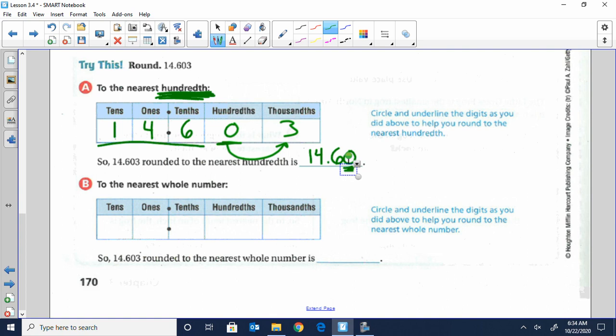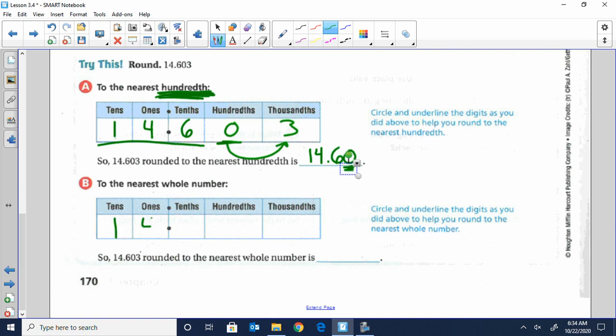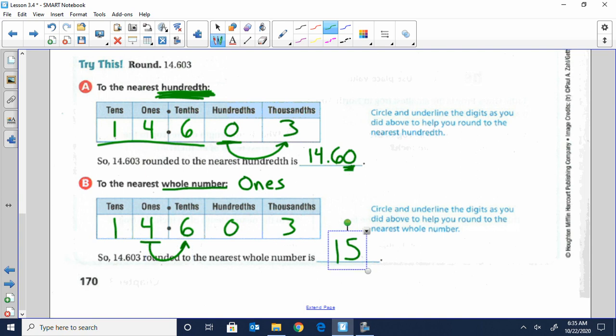If I take the same number, 14 and 603 thousandths, and this time I want to round to the whole number place value. Remember, whole number place value means the ones. We're going to underline the 4. That's in the ones place. Look to the digit to the right. The digit to the right is a 6, which is bigger than 5. It's going to tell the 4 to bump up to a 5. And then the 1 in the tens place will come with it. Everything behind the decimal point goes away. So our answer is just 15.